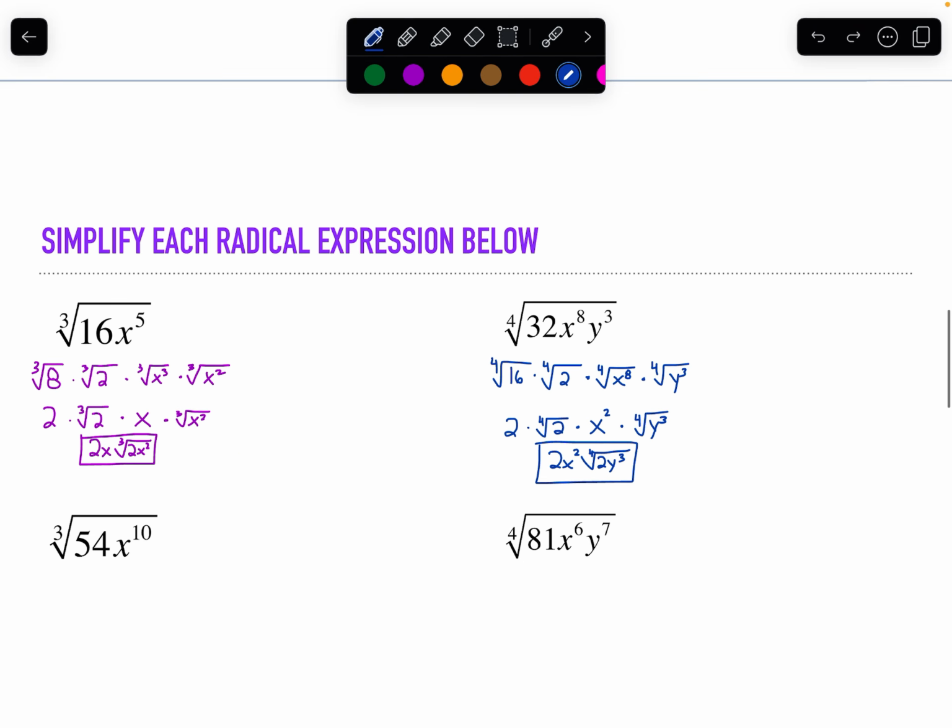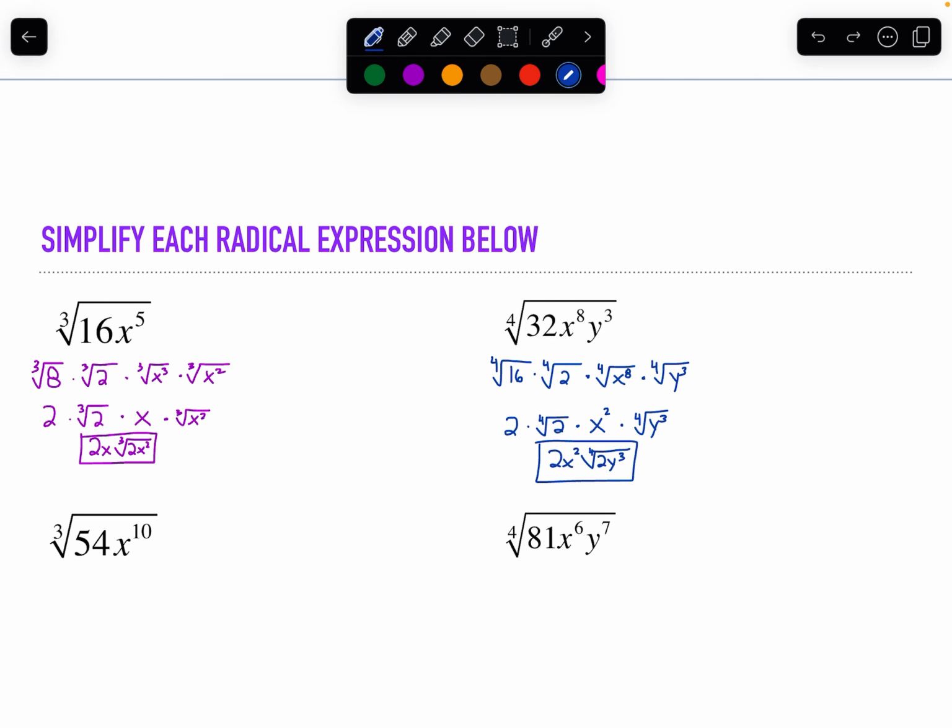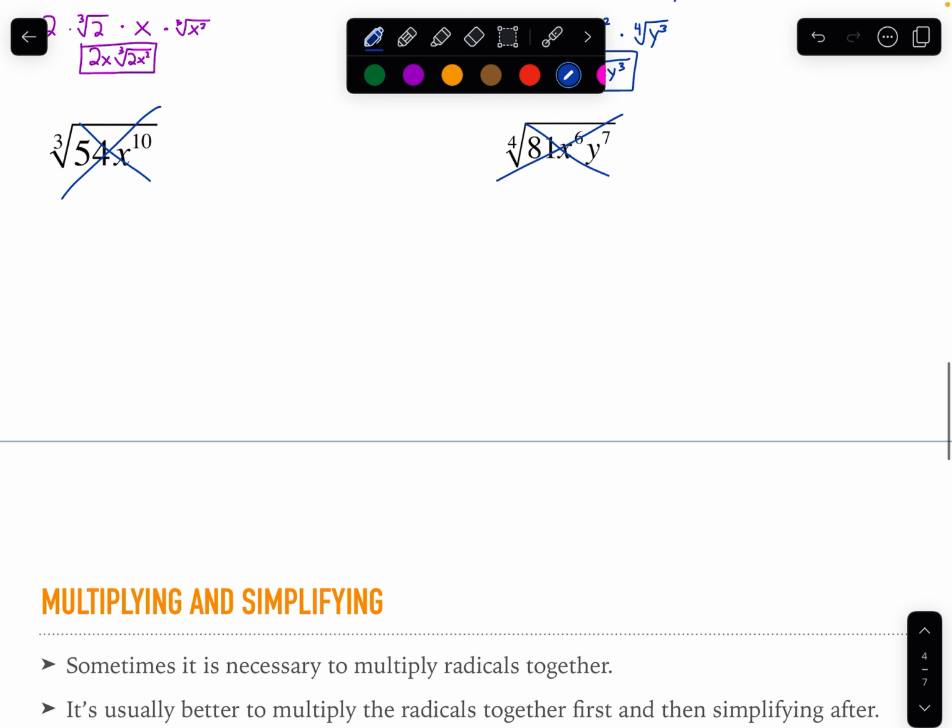So we can simplify radicals even if the math doesn't work out nice and neat and clean. We might have to deal with some remainders and get answers that look like these ones do here. For the purposes of keeping this video at least a little bit shorter, we're going to go ahead and skip these two, and we can talk about them in person if you'd like.